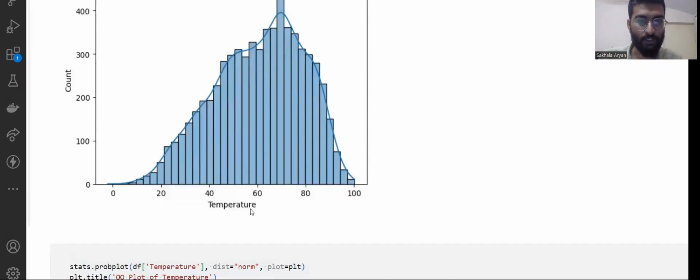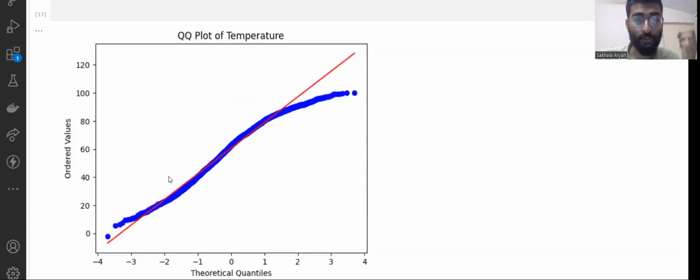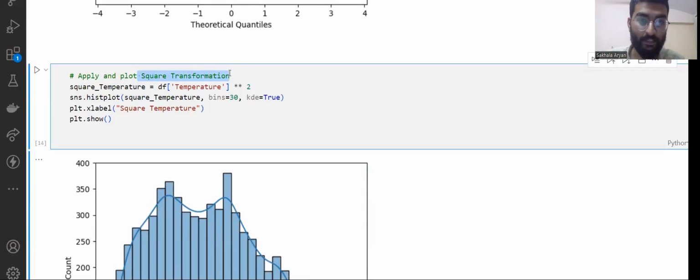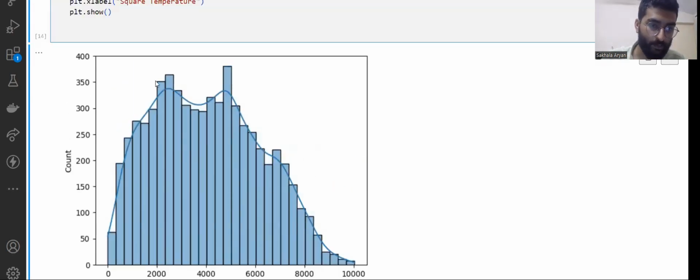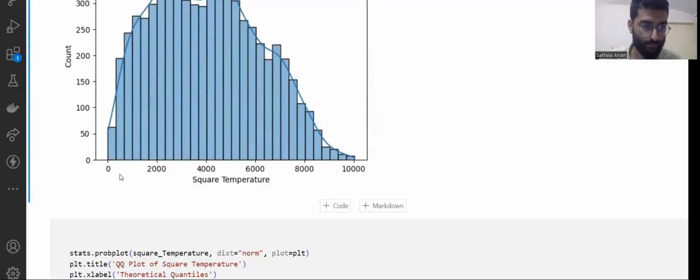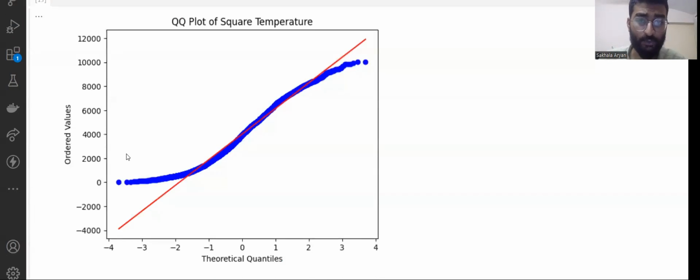This is my temperature histogram. We can clearly see it is left skewed. The QQ plot also tells me, because the curve is below the red line, it is left skewed or negatively skewed. Because my data is negatively skewed, I will try to apply square transformation or any exponential transformation for that matter. It will give me data with reduced left skewness. If you see, the tailness of the left skew has reduced. This is what the QQ plot looks like now. The curve which had a greater area under the red line has now reduced.